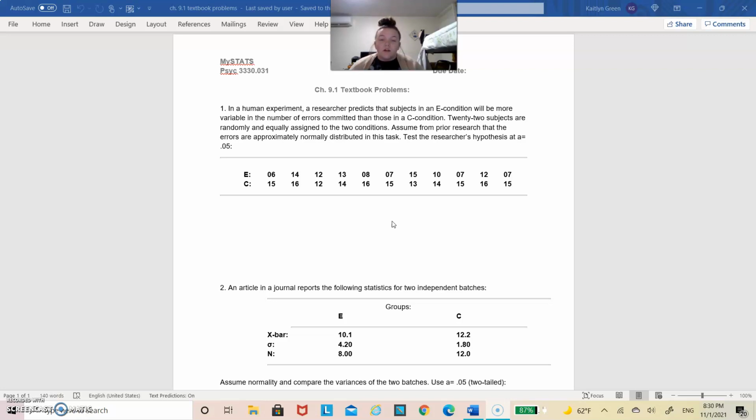So to find S squared, all we do is take and square that value. So for E we got 10.49, and for C we got 1.65. So we will take 10.49 and divide that by 1.65 to get a calculated value of 6.358. And now we have to find the F-max critical.